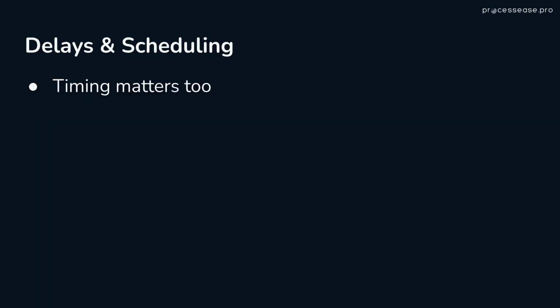Now, timing. Timing matters. Delays and scheduling allow you to control when steps run, helping space out follow-up messages or run scenarios at specific times. Sometimes you cannot do things instantly. You may need to wait or schedule work at a specific time. For example, follow up after 2 days, send a reminder at 10 a.m., pause until a business hour window, or rate limit calls to an API.